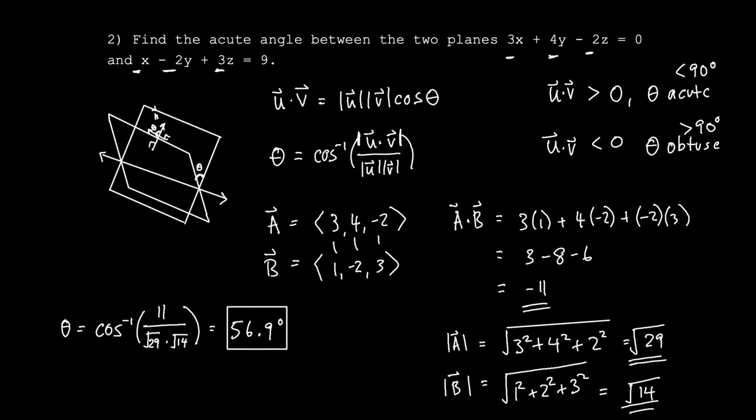And that is the acute angle between the two planes, 3x plus 4y minus 2z equals 0, and x minus 2y plus 3z equals 9. As a side note, notice that we didn't use the number on the right in this question, because that just represents the value that the plane is shifted away from the origin, and we're not concerned about that. We're concerned about the angle between the two planes, and that's why we solved for this number right here.